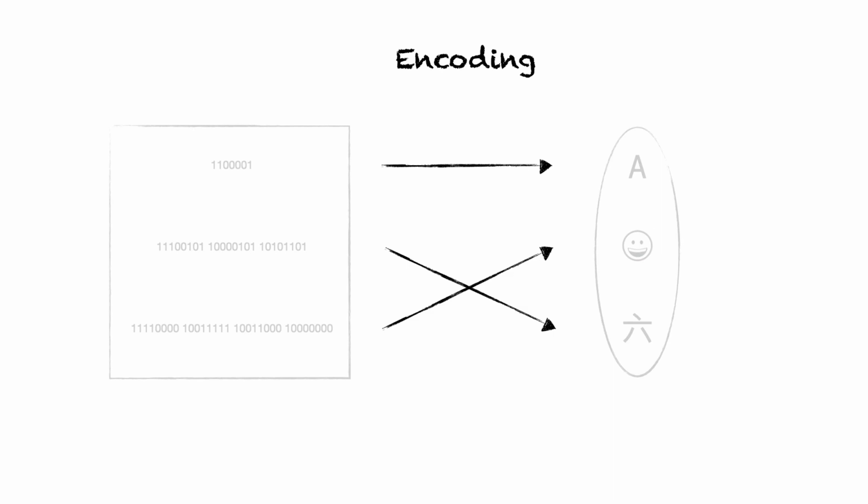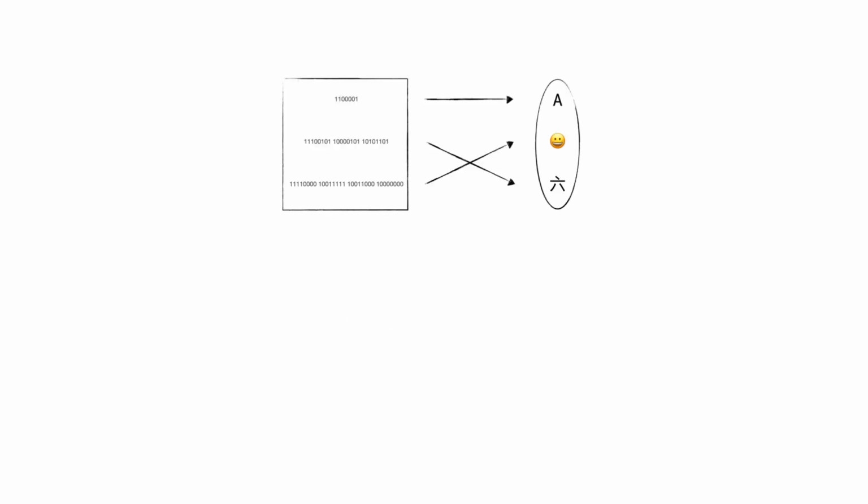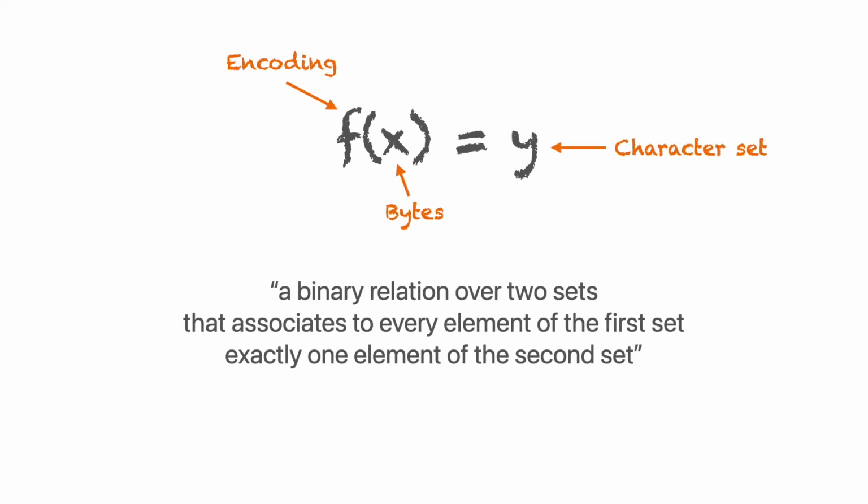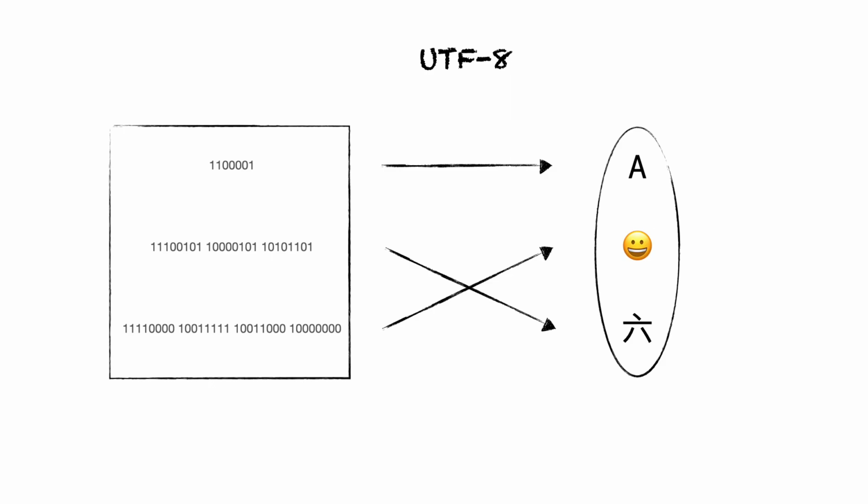Here's another way to think about this. For each character in our character set, we pick a sequence of bytes in computers to uniquely represent it. This fits perfectly in the definition of a function in mathematics. The encoding is a function f, the computer language or bytes is the input x, and the output is human language y. UTF-8 is one of such mappings we invented throughout the world and history of computing.